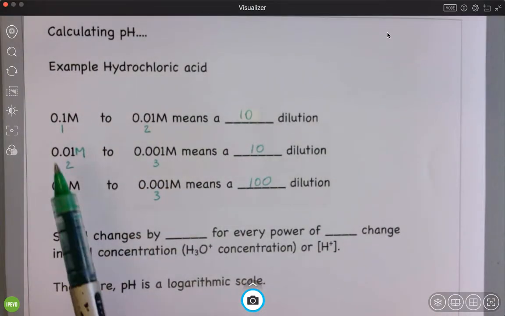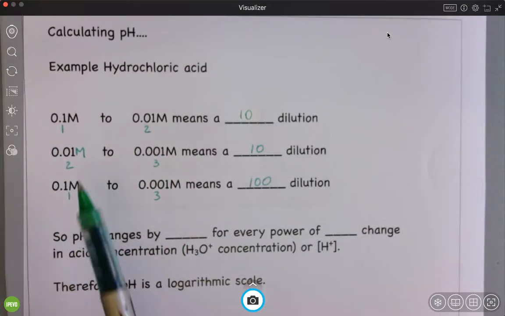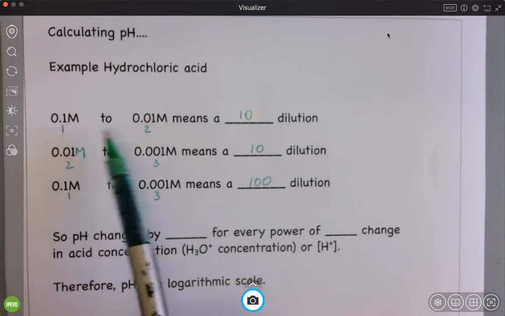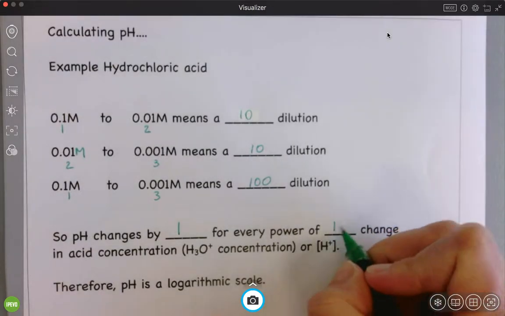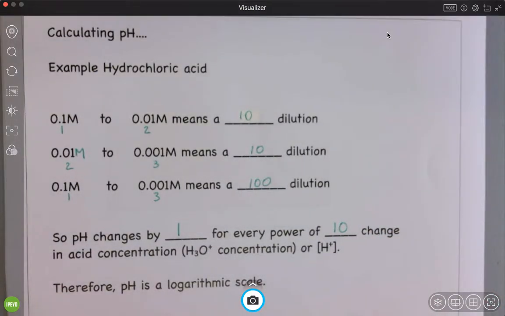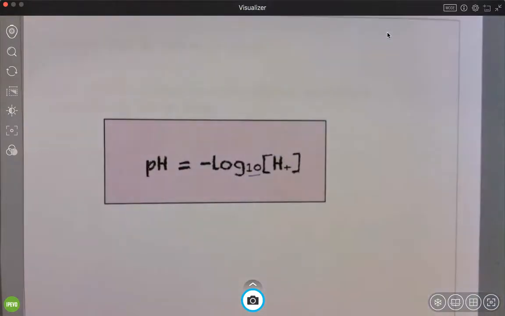So if we have a look at what this means, pH is changing with the first and the second example by 1, okay, so it's going up from 1 to 2 and then 2 to 3 by every power of 10 change in acid concentration. So that's the hydronium ion concentration or hydrogen ion concentration. So we can therefore surmise that pH is a logarithmic scale. And if we have a look how we calculate pH, it indeed is. So pH is equal to the negative log base 10 of the hydrogen ion concentration.